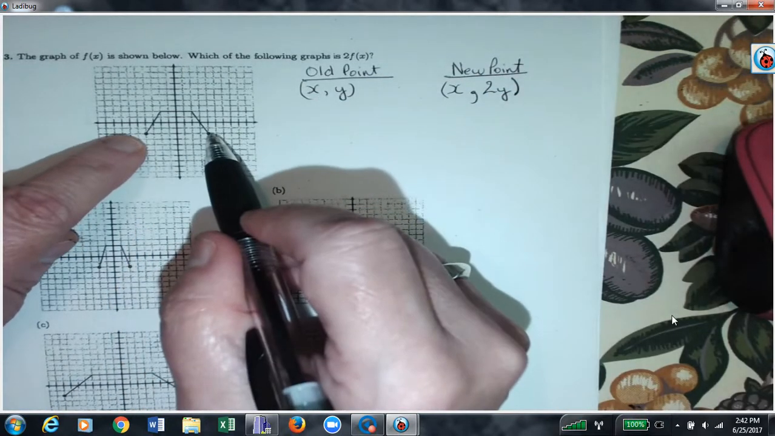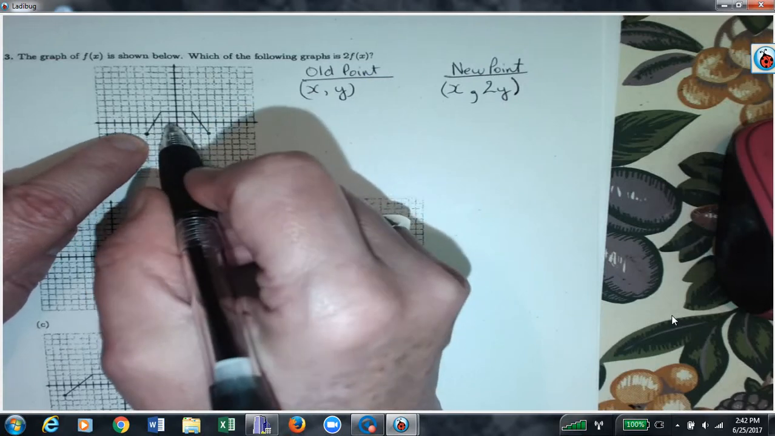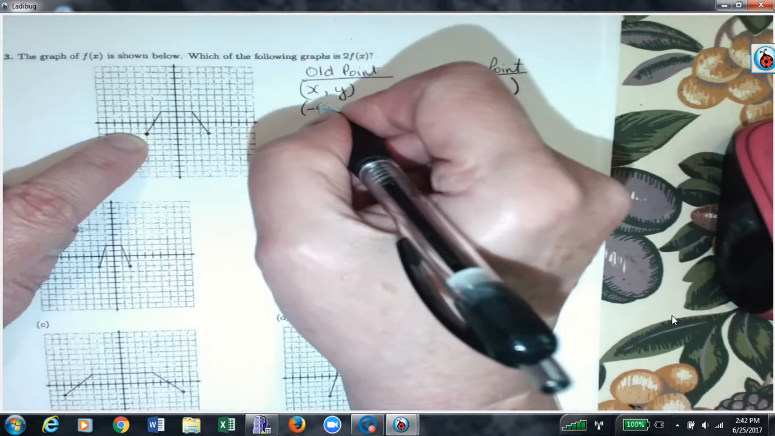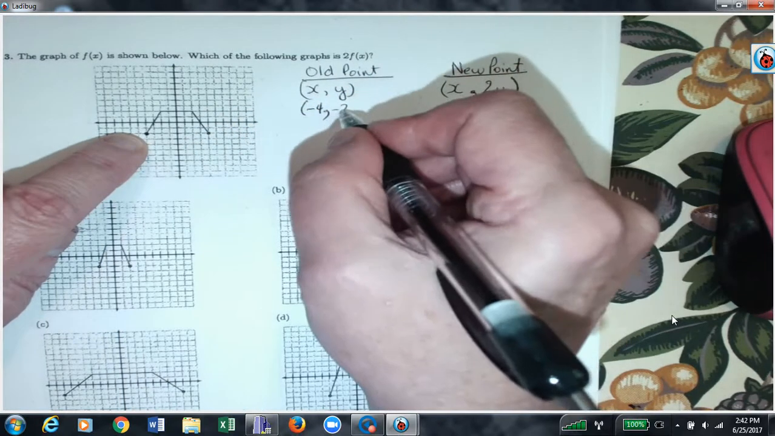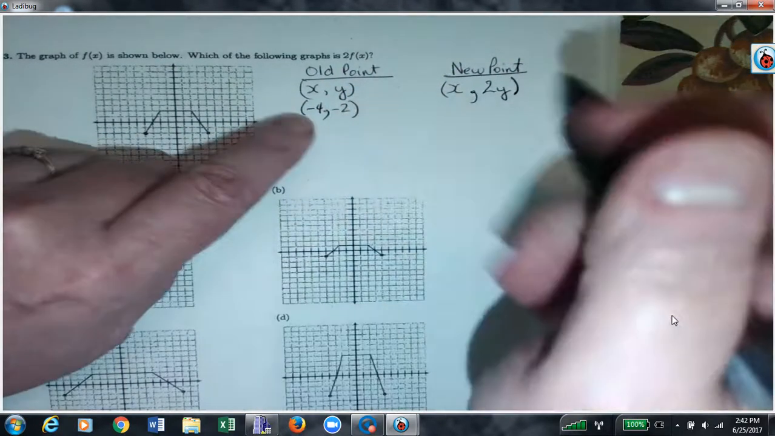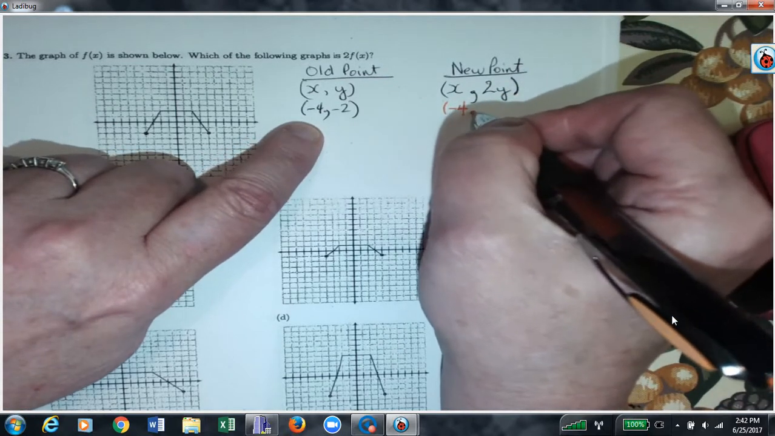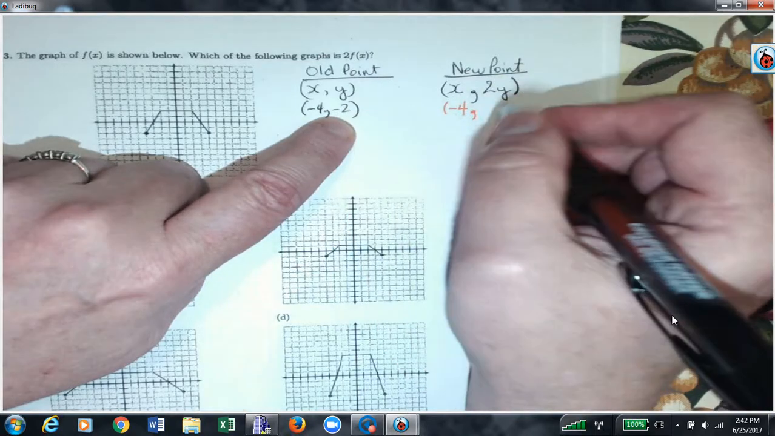So let's get some points that are easy to identify. What is this point? What are the coordinates? 1, 2, 3, 4. So -4, comma, -2. So what's the new point going to be? Well, the x coordinate does not change, but the y coordinate will. It'll be 2 times -2.